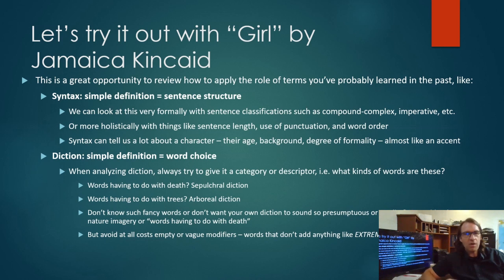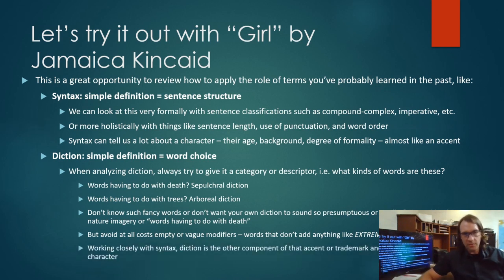All right. At all costs, avoid empty or vague modifiers. You don't want to say things like extreme diction. Like, what does that even mean? Like I said, give it one of those other modifiers. How is this different than any other writing? All right. And of course, that creates our accent or our character.